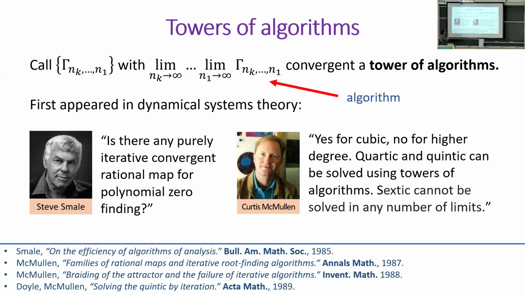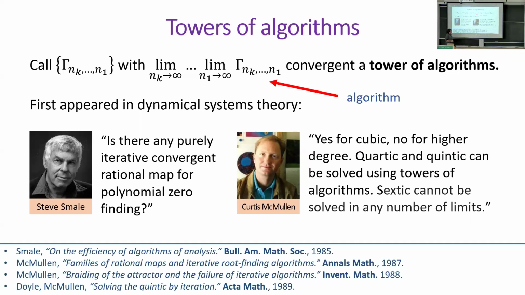So Steve Smale asked the following problem about finding zeros of polynomials. Is there any purely iterative convergent rational map for polynomial zero finding? The problem being that things like Newton's method don't necessarily converge for cubic polynomials. Okay, so there's some very interesting dynamical systems theory about iterations of rational maps going on here. Curt McMullen showed that you can actually devise a scheme for the cubic that replaces Newton's method, but you can't for higher degree.